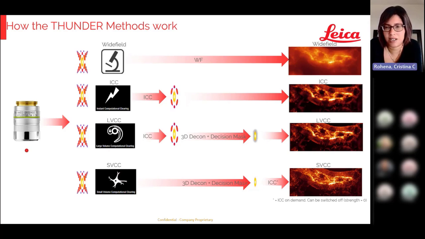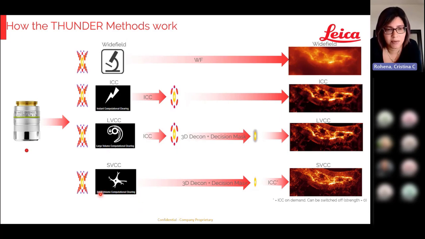With large volume computational clearing, we actually use the advantage of instant computational clearing, or Thunder, to remove that out of focus blur. And then to the resulting image, we use our decision mask technology, which is based on our 3D deconvolution from our Lightning systems, to clear up our point spread function much better and reduce that residual out of focus blur, now revealing and enhancing much higher signal to noise levels in your image.